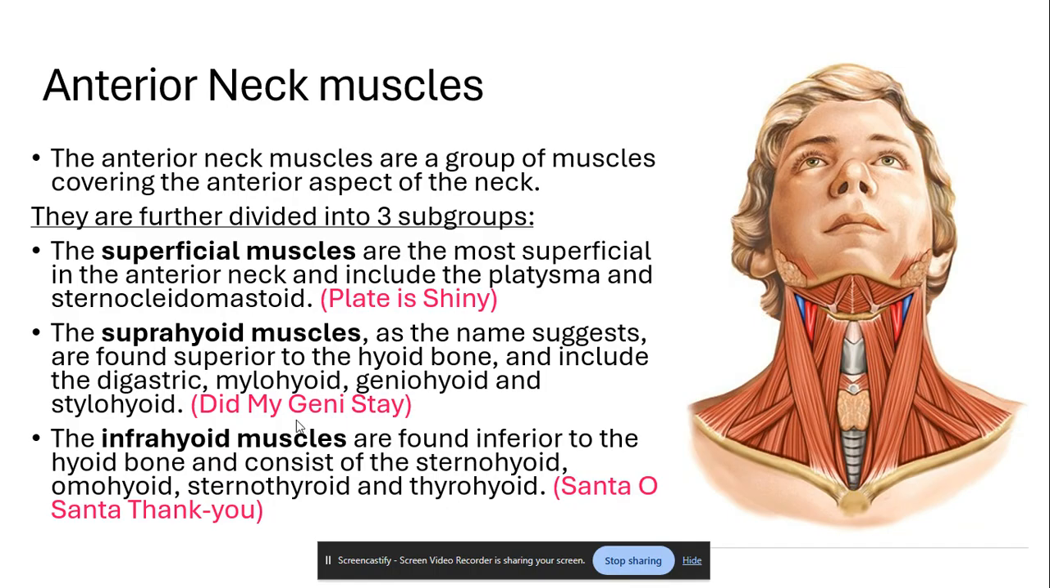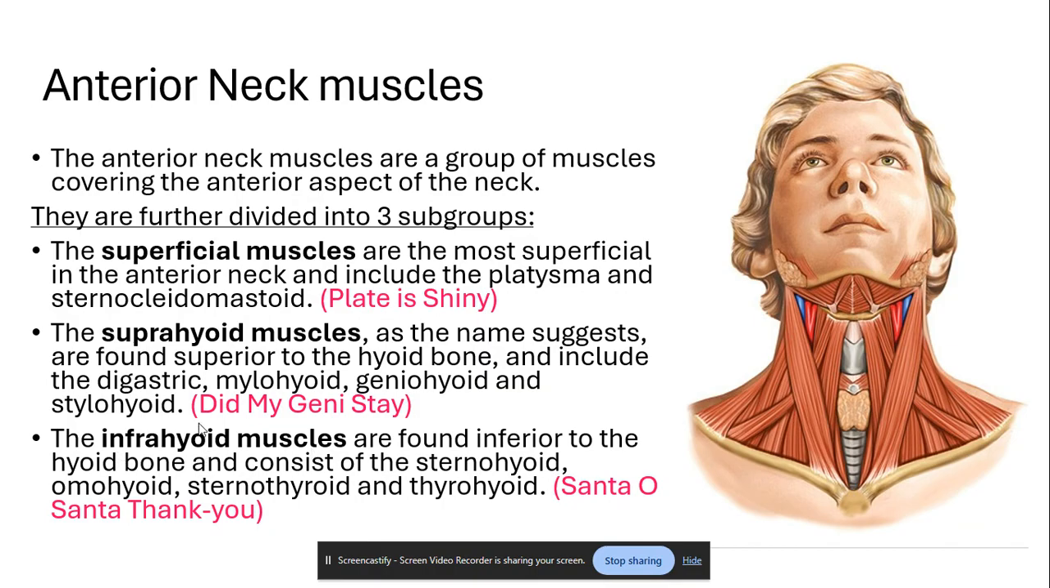Also remember that "did my genie stay" is from the movie Aladdin, and Aladdin had a famous carpet. So the genie is on the carpet, which means superior to the hyoid bone. Did my genie stay above the carpet, like that?